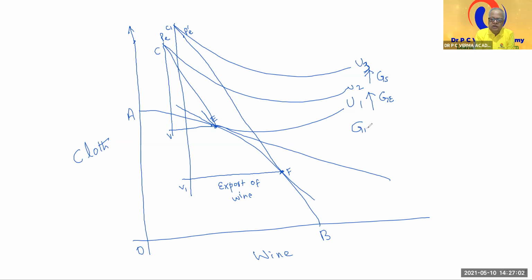Gains from international trade is equal to gains from exchange plus gains from specialization. From here, U1 to U2. From here, U2 to U3. But here, U1 to U3.